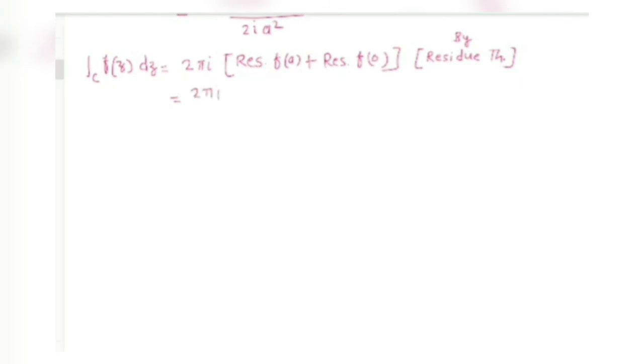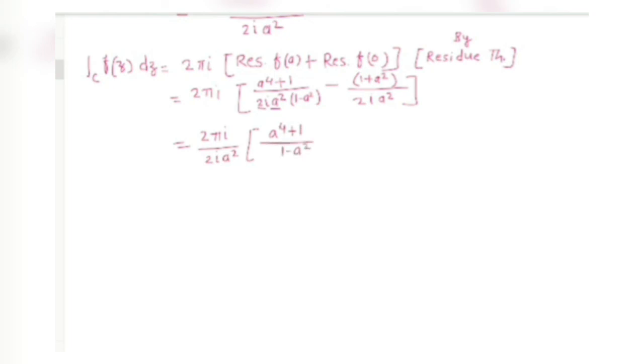So 2 pi i, I put the values here: (a to the power 4 plus 1) divided by 2i a square (1 minus a square), minus (1 plus a square) divided by 2i a square. Now this 2i a square is common in both. So 2 pi i divided by 2i a square into [(a to the power 4 plus 1) divided by (1 minus a square) minus (1 plus a square)].